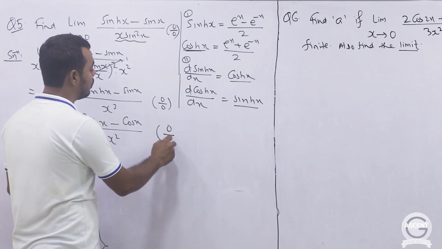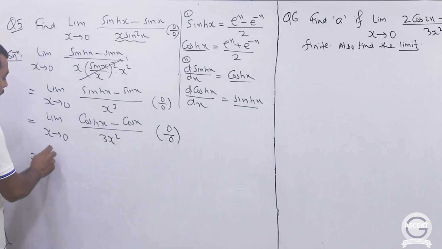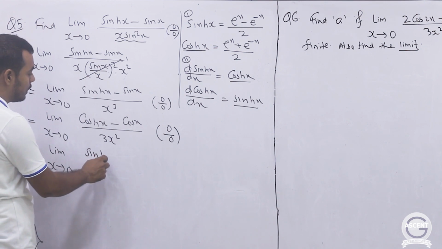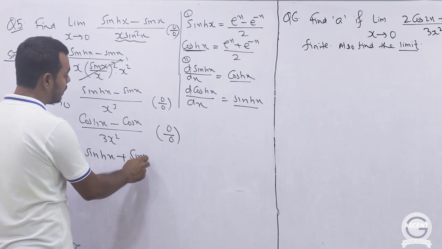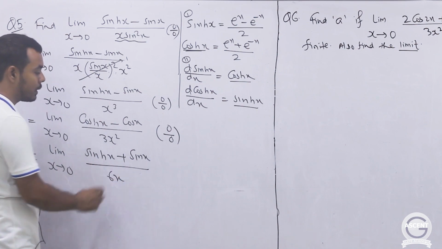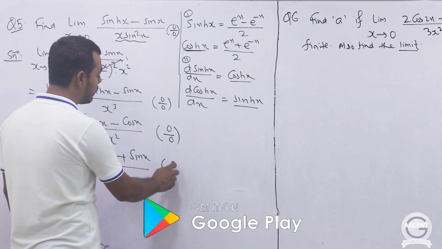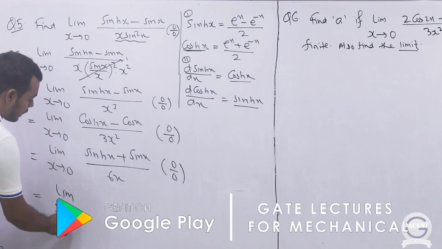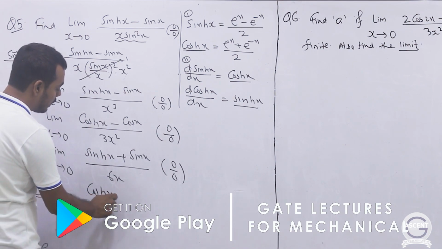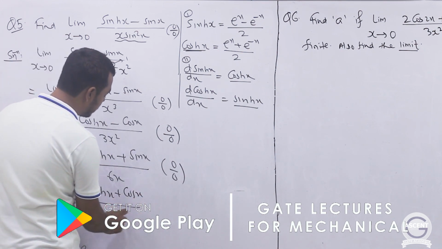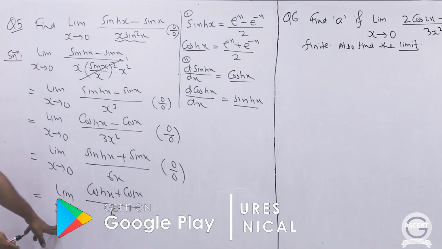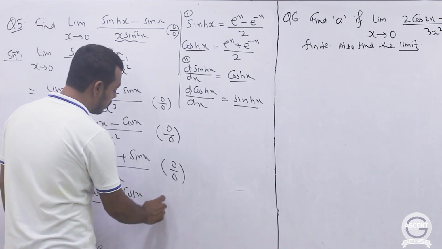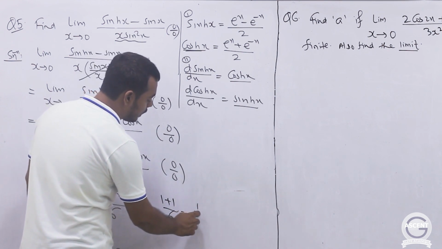So since we are getting 0 by 0 indeterminate form, L'Hopital's rule is again applicable. If I differentiate, I will get hyperbolic sine, derivative of minus cos will be plus sine, and this divided by 6x. Again we are getting 0 by 0 indeterminate form. Differentiate one more time and you will get hyperbolic cosine plus cosine by 6. Now if you place x equals 0, then this will give you 1, 1, and 6 from here. So 1 plus 1 by 6, this will be 1 by 3.